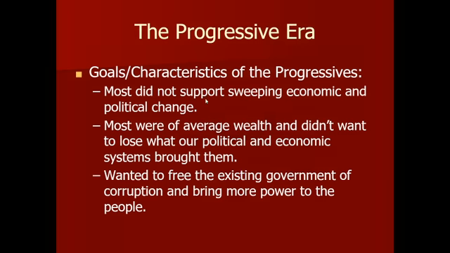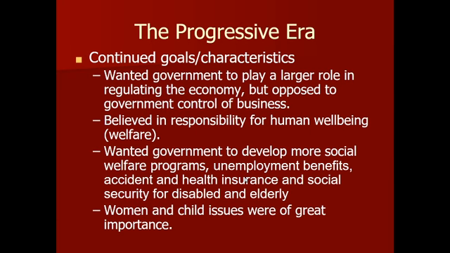Now, most progressives were moderates, and there were progressive presidents who were both Republican and Democrat. They were like, we want to help, we want change, but we don't want crazy change, right? They didn't want to lose the very things that they were living off of. So instead of shaking up the system, let's free the system of corruption and bring more power to the people. They wanted the government to play a larger role in programs to help people. Like if you're in an accident in a factory, you're not just out on the street, the government's going to help you. If you're unemployed, the government's going to help you, and so on.